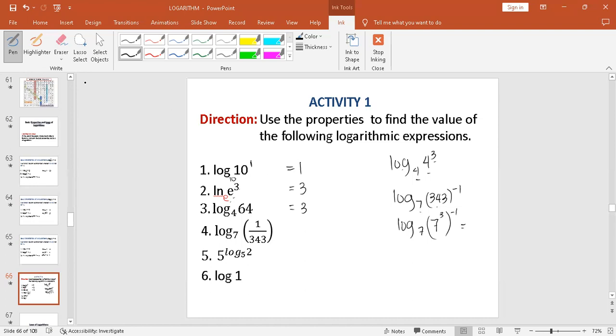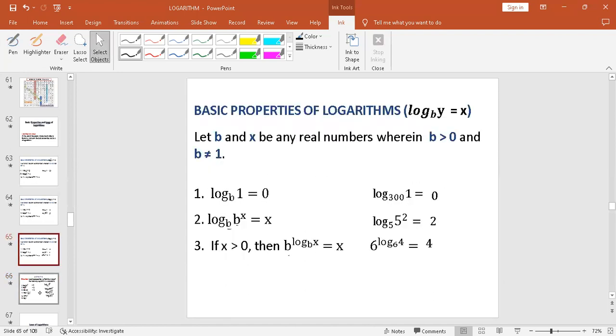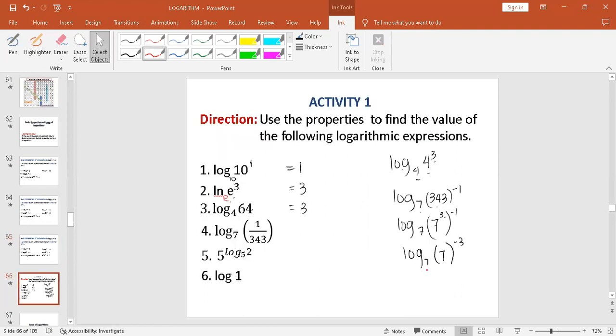Okay, so parehas na yung bases nila. Pero kailangan muna nating isimplify ito. 3 times negative 1 is negative 3. Therefore, number 4 will fall under property number 2 again. Okay, so the bases are the same. Therefore, the answer is negative 3.